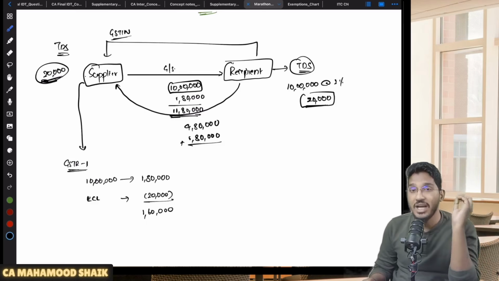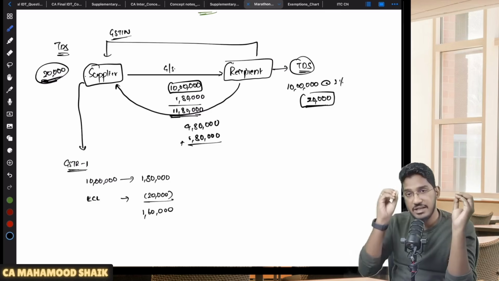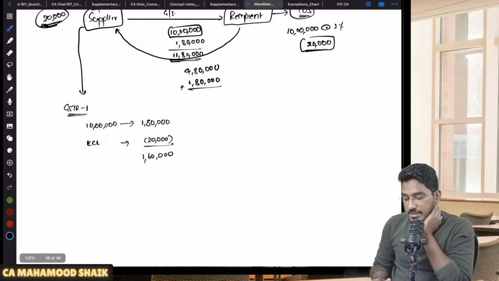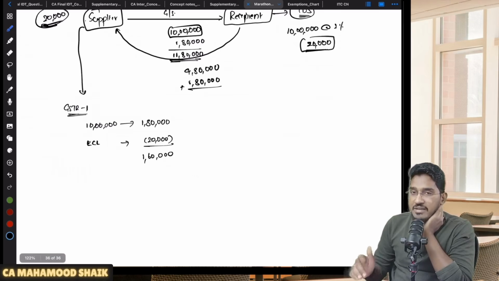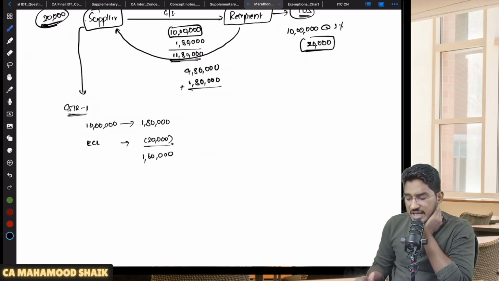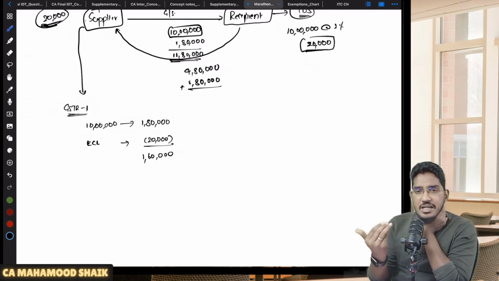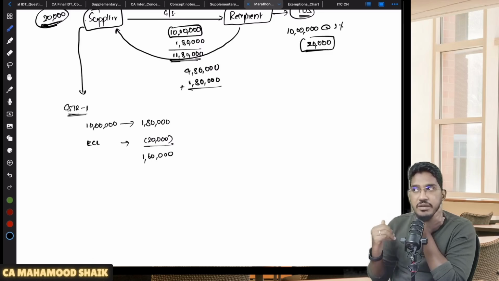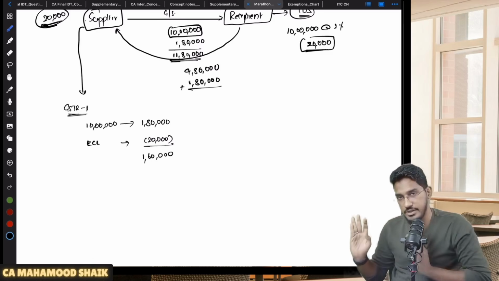Where can he claim that amount? He can claim that amount in his electronic cash ledger. So the supplier will declare his outward supplies and his output tax liability. Against that, he can use the balance in the electronic cash ledger, which he has got by way of TDS credit. Understood till here?